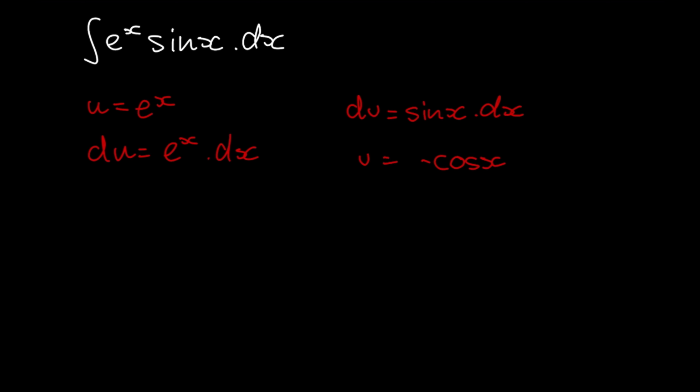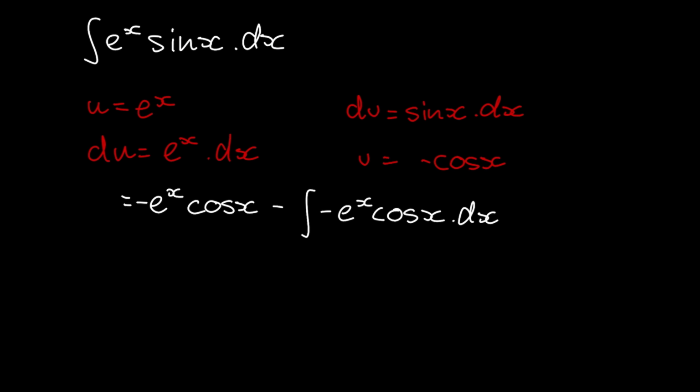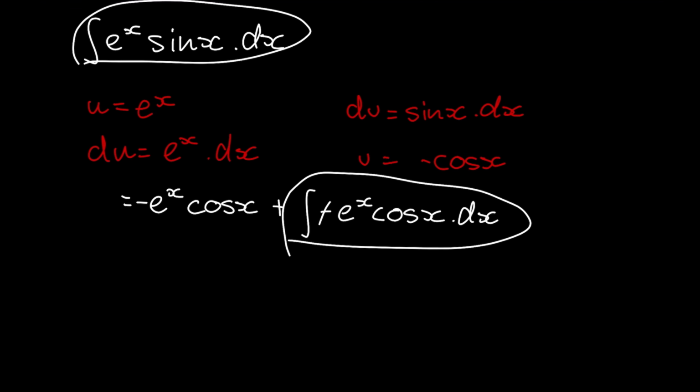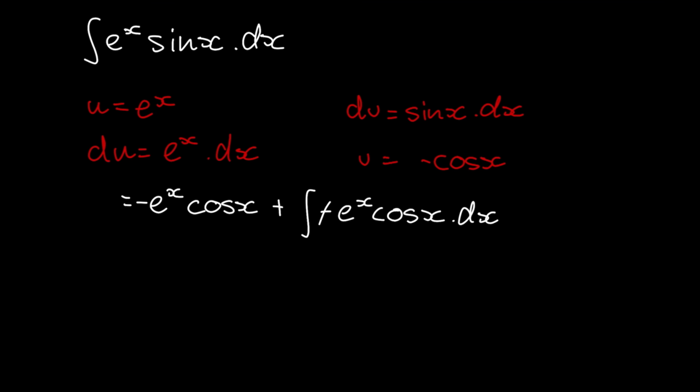Okay, so this is equal to e to the x times negative cos of x, minus the integral of v du. Now this negative can come out and make that positive. Now you see this is really similar to this, so we're going to integrate it again with another integration by parts, and we'll see what happens.